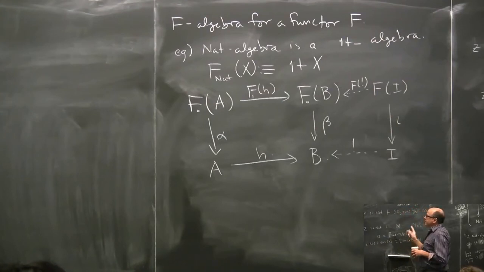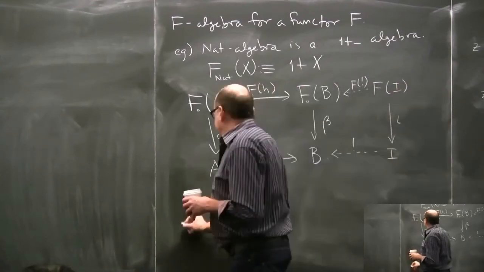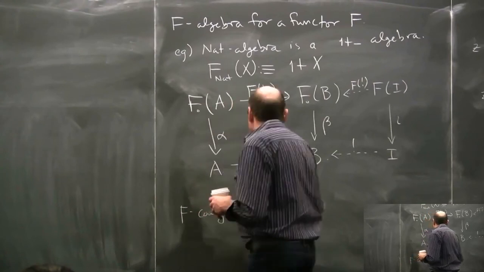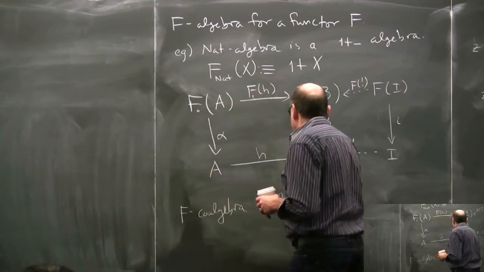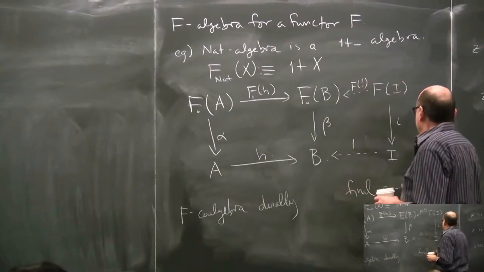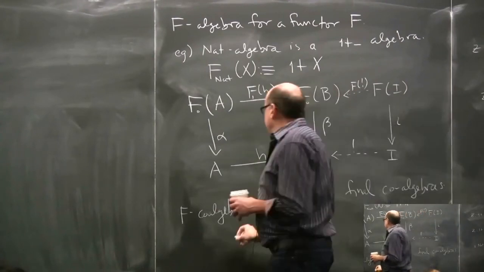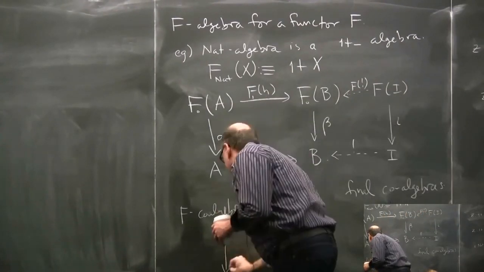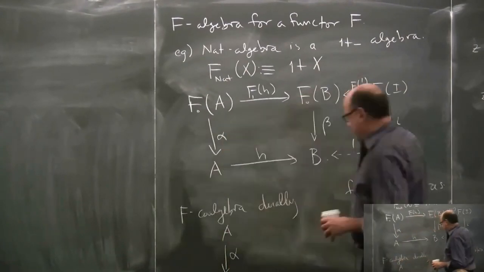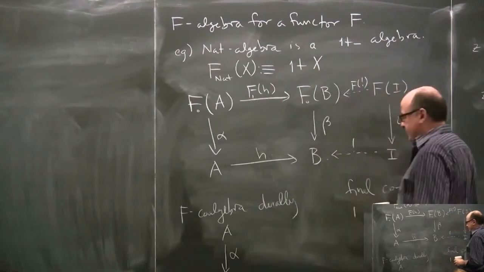Okay? So this is the notion of F algebra. And by the way, you can work out for yourself what an F coalgebra is, defined dually. And then we can talk about final, as opposed to initial, coalgebras. So an F coalgebra goes the other way: A to F of A. I'll call it alpha for lack of imagination. And if you have a final one, oh damn, I shouldn't have called it F.